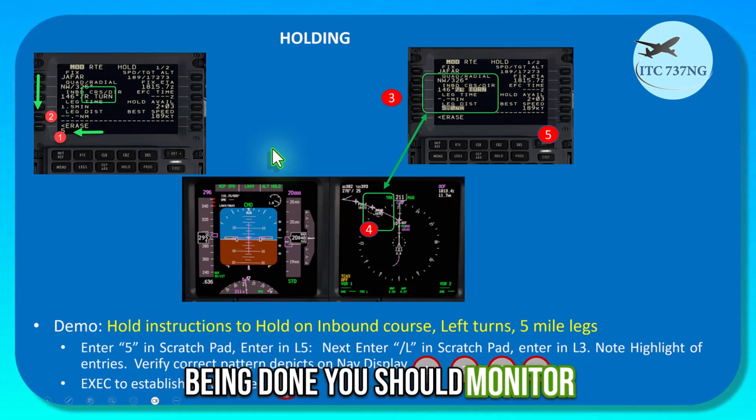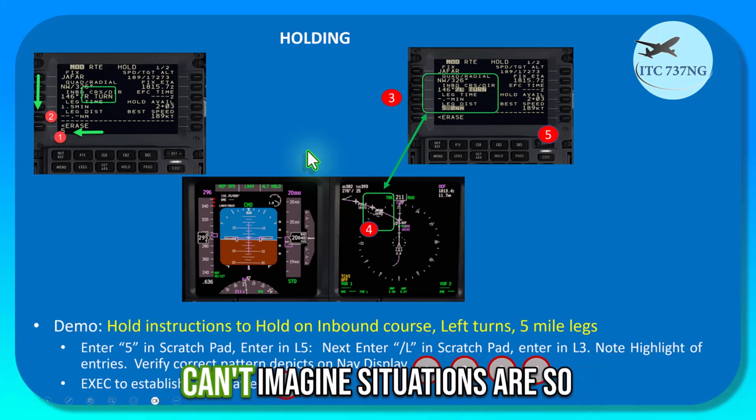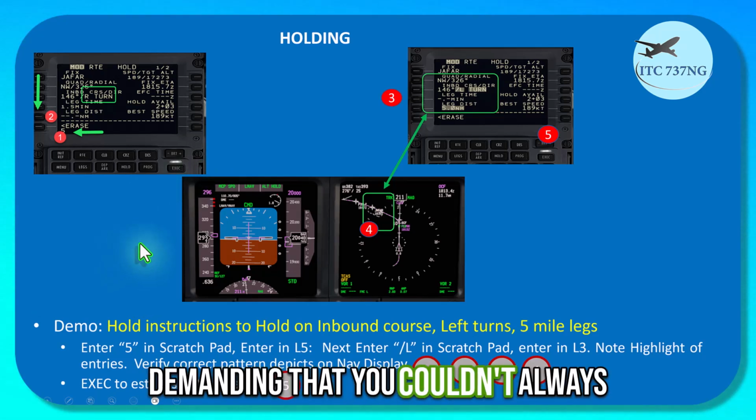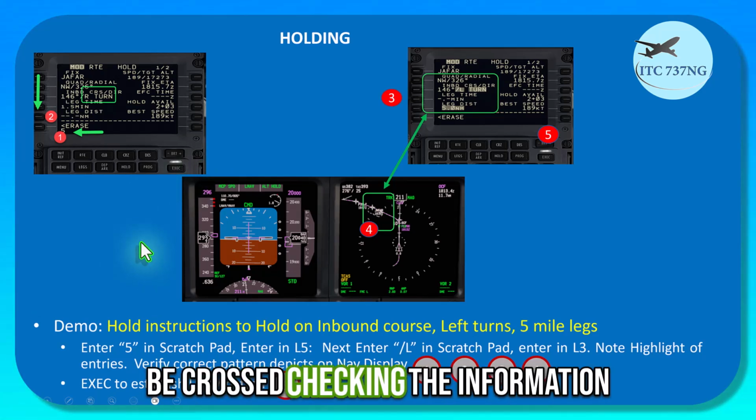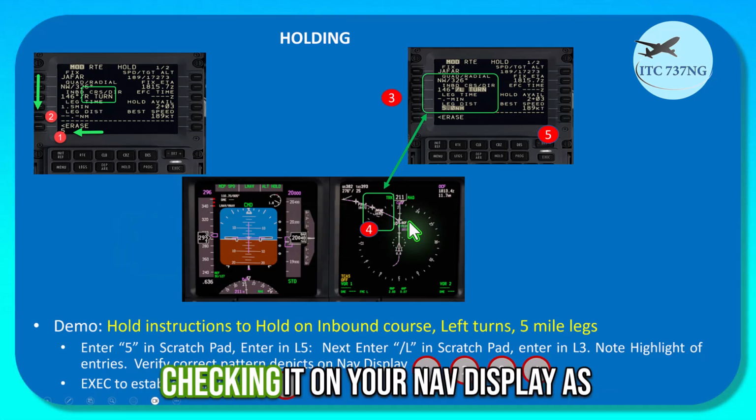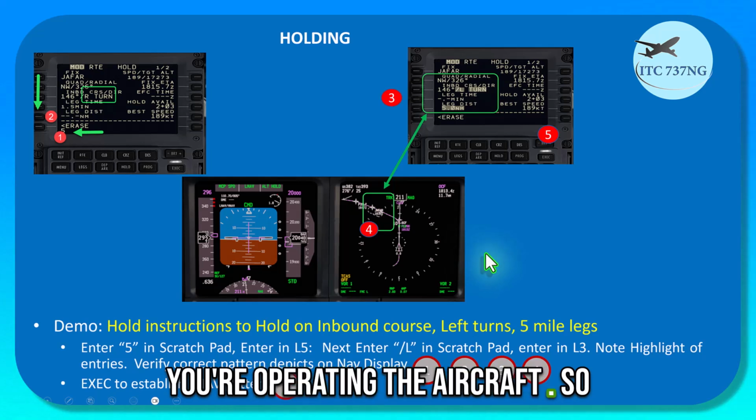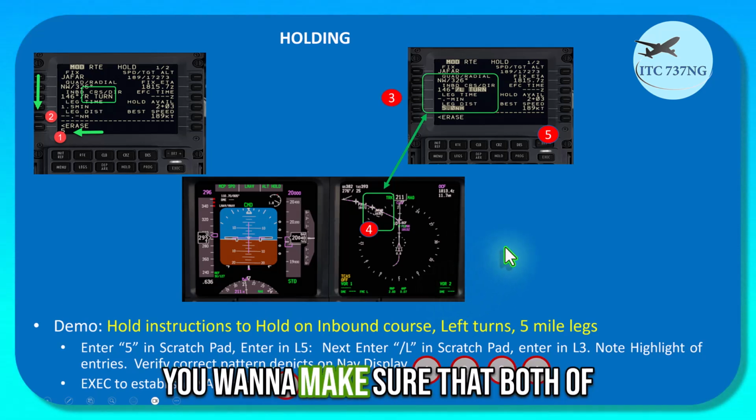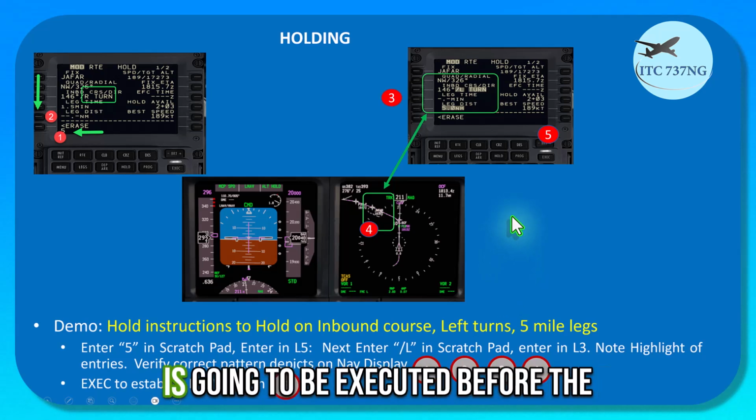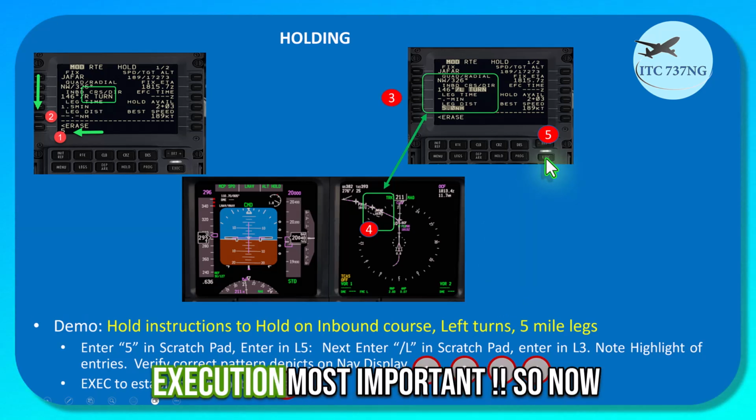You should monitor everything that was being entered. I can't imagine situations that are so demanding that you couldn't always be cross-checking the information that is being entered here and checking it on your nav display as you're operating the aircraft. So you want to make sure that both of you agree with the information that is going to be executed before the execution. Most important.